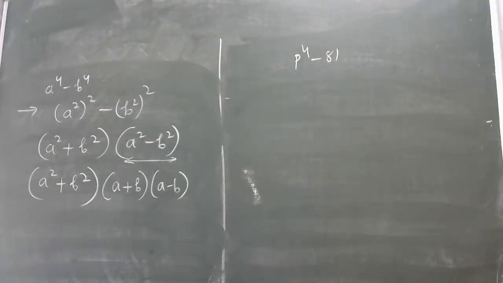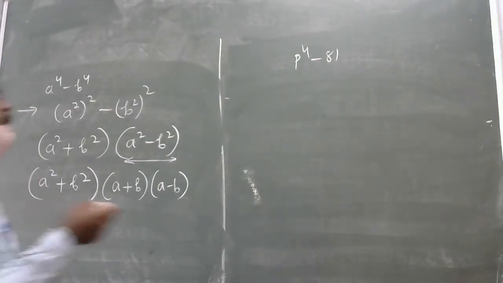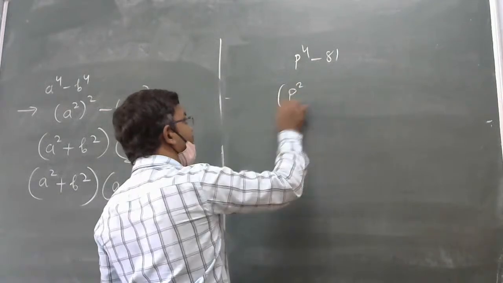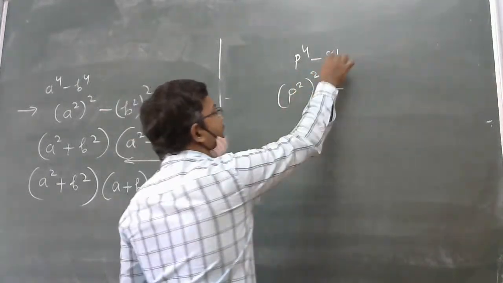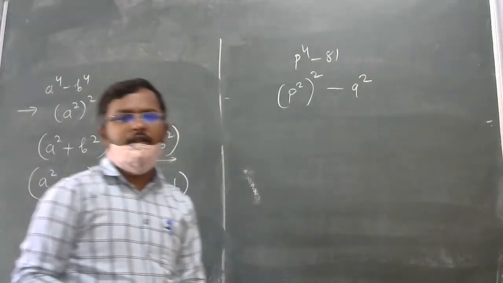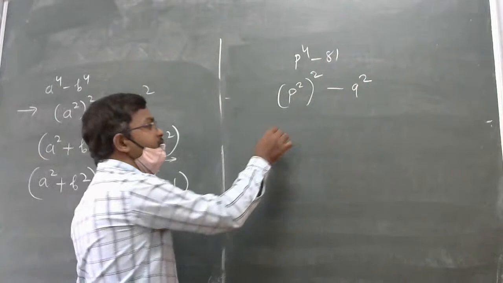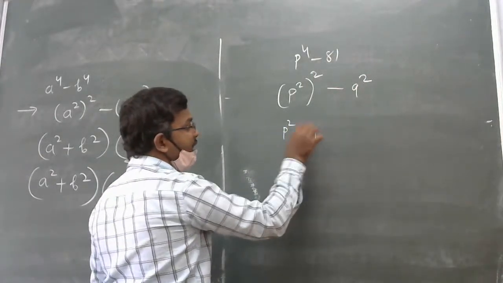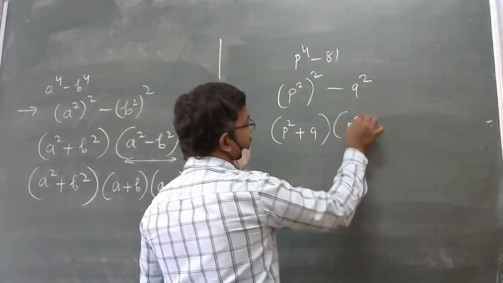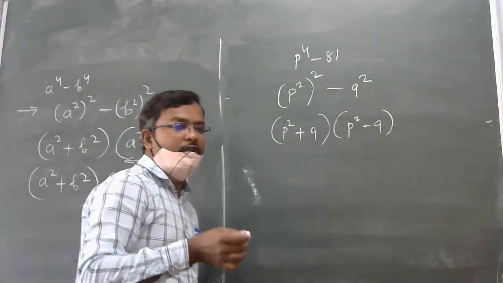What do you get? P square plus q square. Put together. P square whole square. 81 we get it as 9. So it is in the form of a square minus b square. So we can write this as p square plus 9 into p square minus 9. Okay.